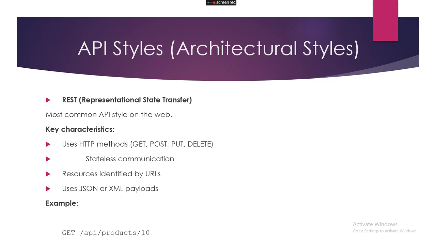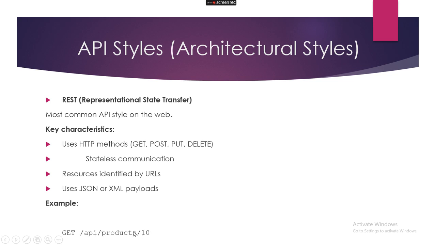Key characteristics: they use HTTP methods such as get, post, put, delete. They are stateless in communication. Most of the time when you make this call, you're going to identify a resource by the URL. They use JSON or XML as their payload. Okay, so a typical example of a REST API will be, as you can see here, the get, which defines the request type, and then the URL.